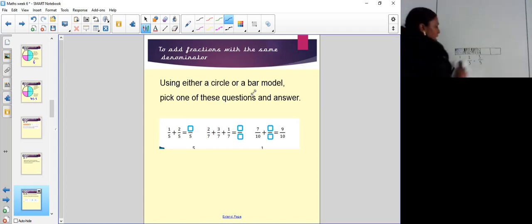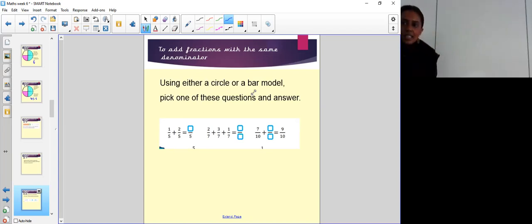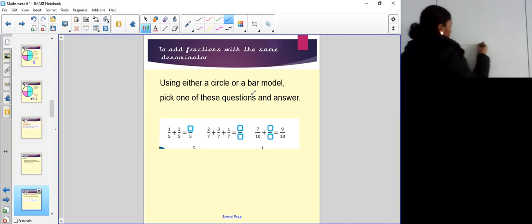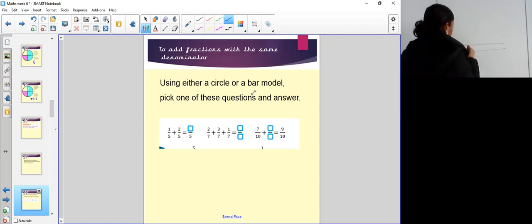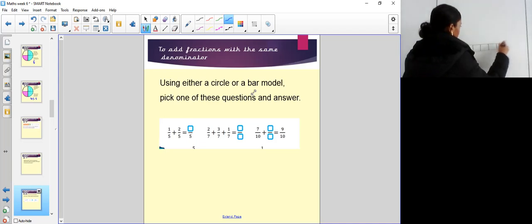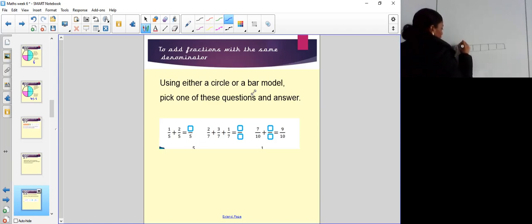Okay, let's see if we can do the next one. So the next one is out of what number? Fantastic, it's out of 7. So I'm going to draw my bar with 7 going across. So 1, 2, 3, 4, 5, 6, 7. And I am going to do the first part. So 2/7, which means I'm going to colour it in purple. That's representing my 2/7.